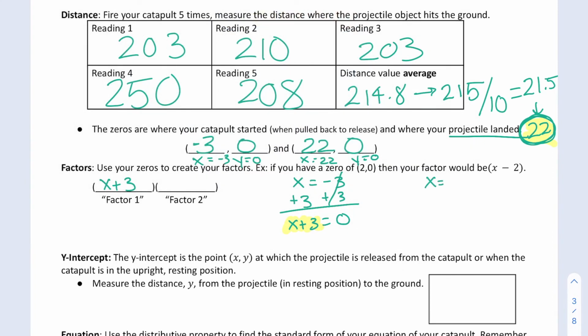And then if we have x is equal to 22, and that's positive because it's a distance from our catapult in the positive direction, we're going to subtract 22 on both sides to get 0. x minus 22 is equal to 0. This is factor number 2. x minus 22.